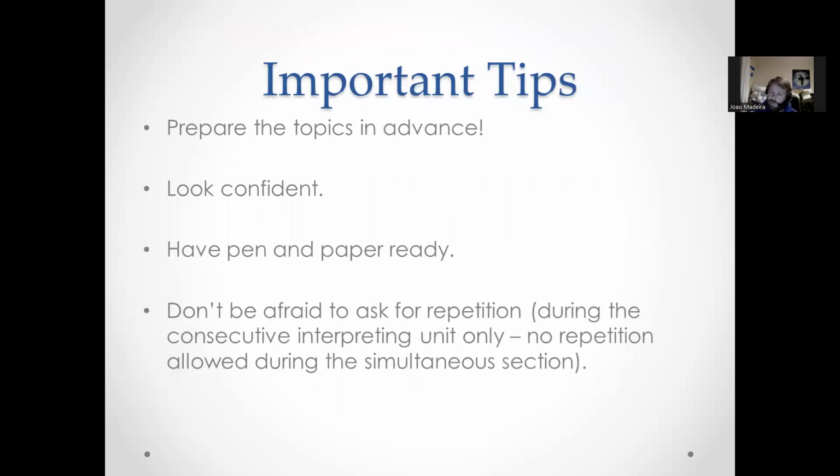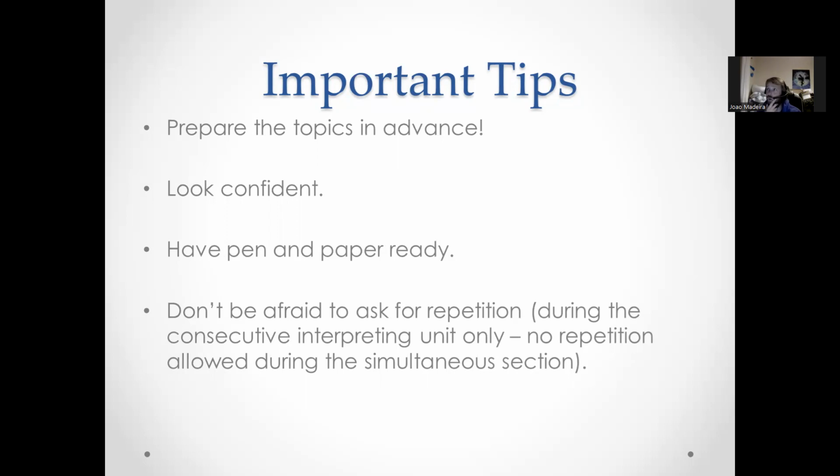So, important tips for the exam: prepare the topics in advance, as I was mentioning there. Look confident. We were talking about it last week, the importance of looking confident in the exam. As I mentioned last week, it's a practical exam. You're given a role play. You literally just have to interpret between two people, one speaking in English and one speaking in another language, and you're assessed on how well you do that.